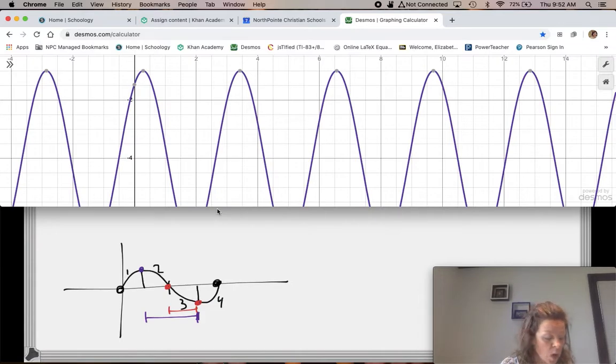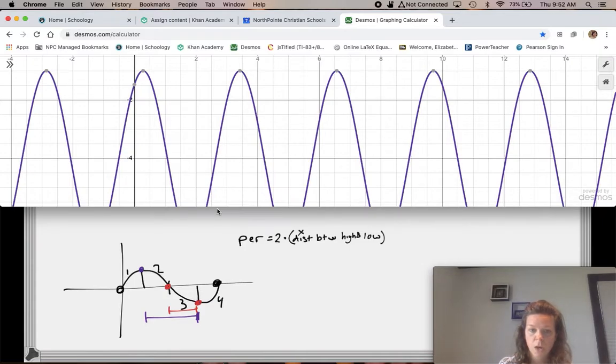So I tried to write these up as some general rules for you. We'll say that the period is equal to 2 times the x distance between high and low.